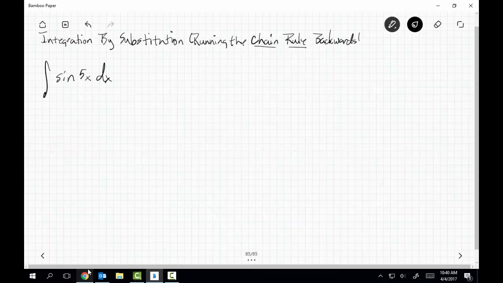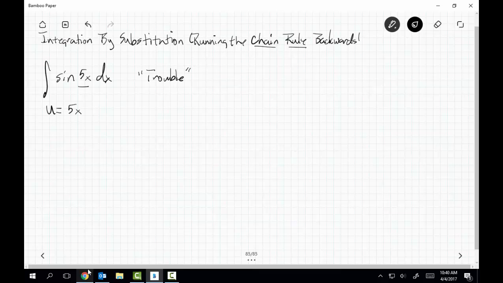For example, hopefully you notice that 5x is what I refer to as the trouble. And this is one of the two major techniques with integration by substitution: find the trouble. Find the thing that's making your integrand not look like the integral on your table of integrals. In this case, it happens to be 5x. I'm going to let u equal 5x.